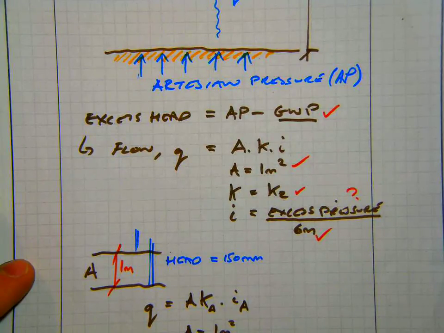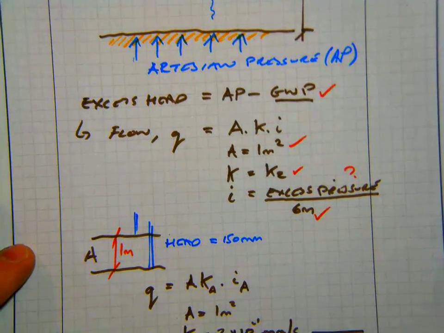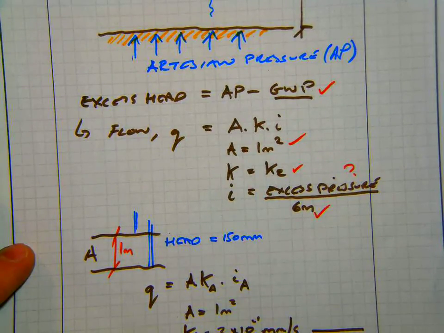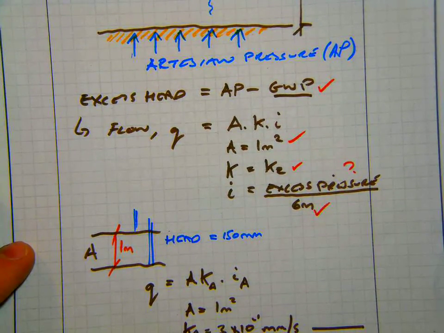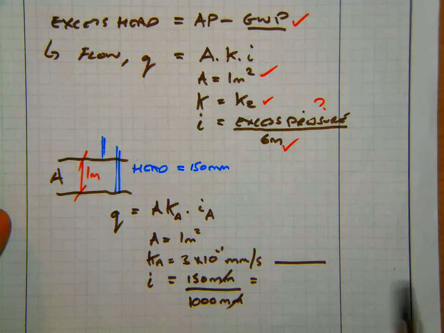Where A, let's keep to the units again, let's say that's 1 square meter. Ka, which we found from before, was 3 times 10 to the minus 1 millimeters per second. We ought to get that in meters per second in a minute. And our hydraulic gradient here is the 150 millimeters, which is the head, divided by the flow path length, which was 1,000 millimeters. So the millimeters cancel out. There you go, and that will enable us to find what Q is.